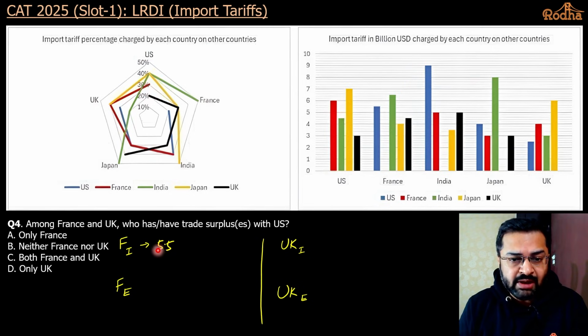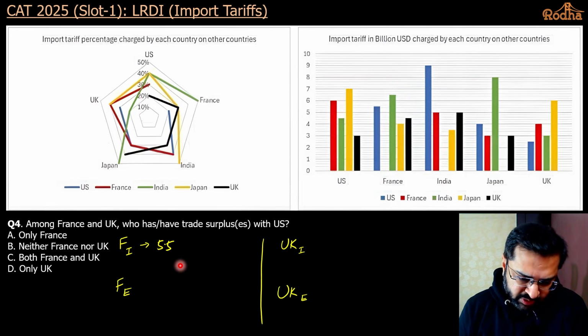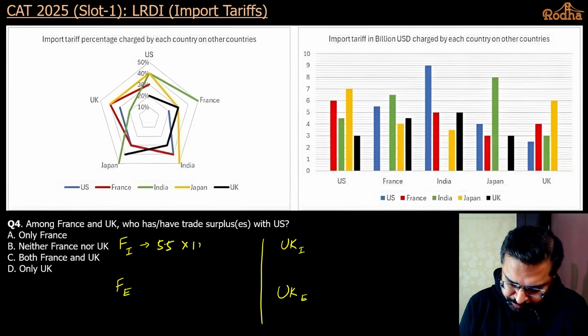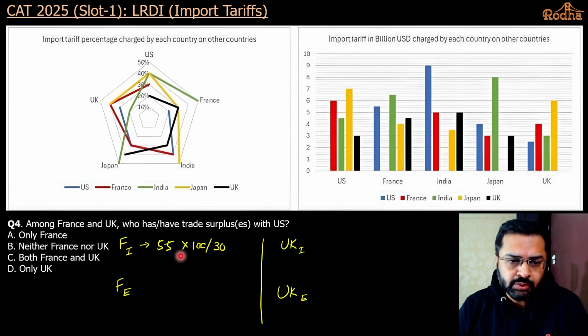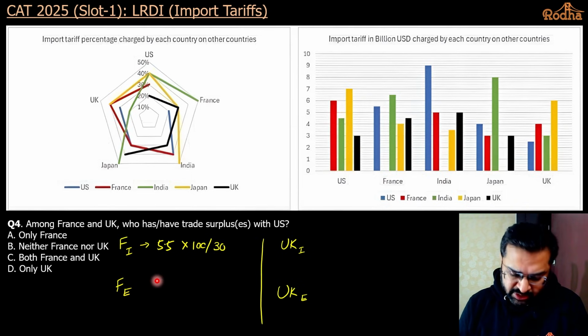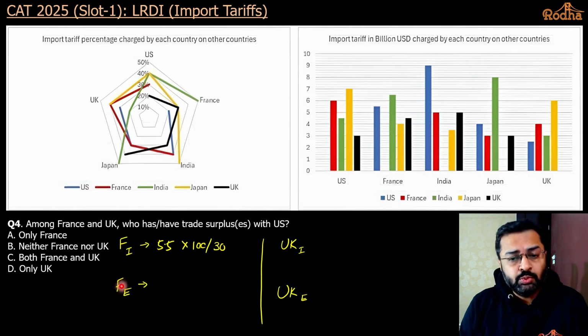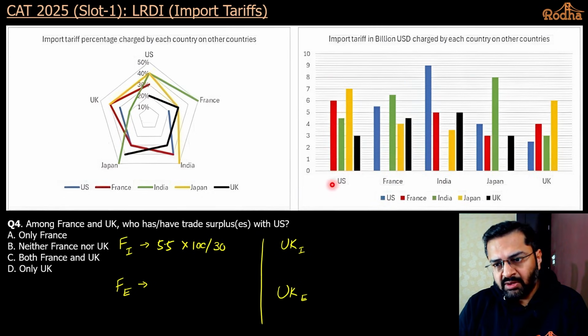So what would be the total value then? 5.5 is 30%, right? So what would be 100%? So there will be 5.5 into 100 by 30. So this is the total worth of the imports by France from US. Now exports by France into US. If you have to check exports by France into US, what would we look at? We'll look at US as an importer, right? So US is an importer and France is an exporter. So US as an importer is here, and where is France? France is this red one. So US, France, red one, this is 6.